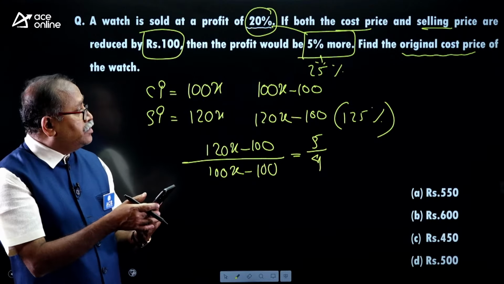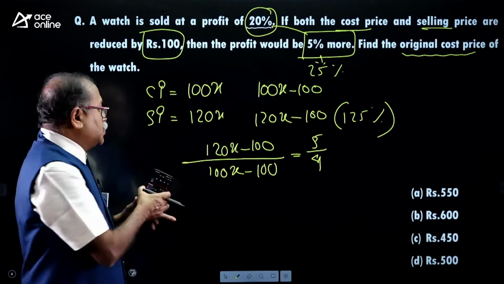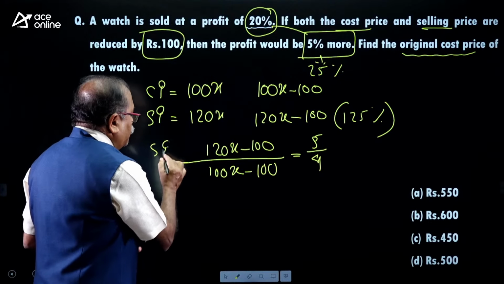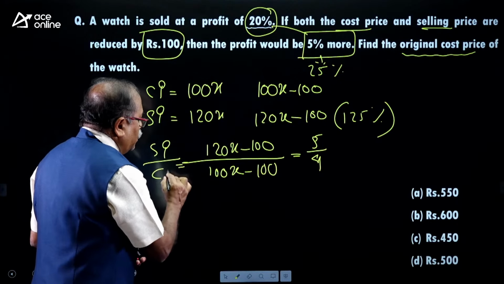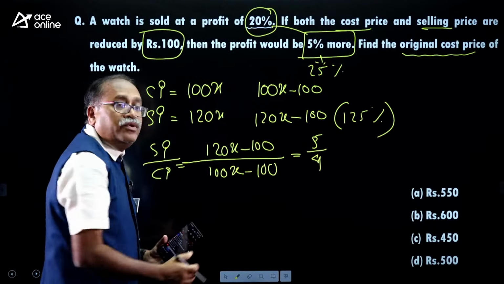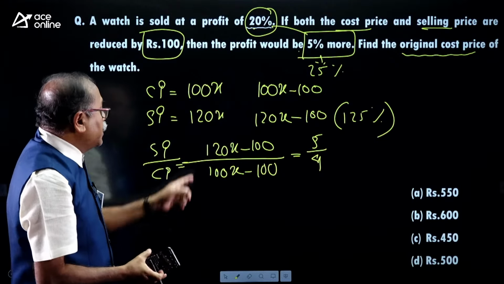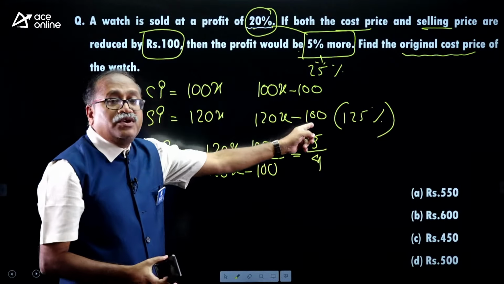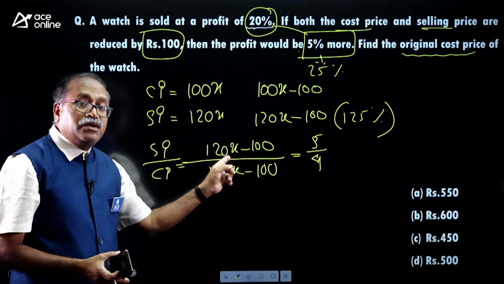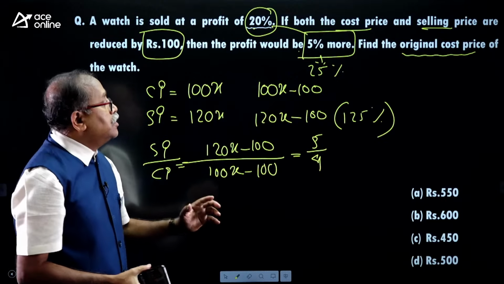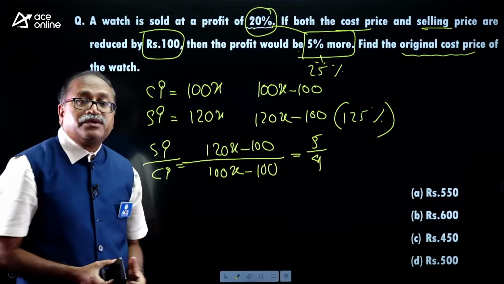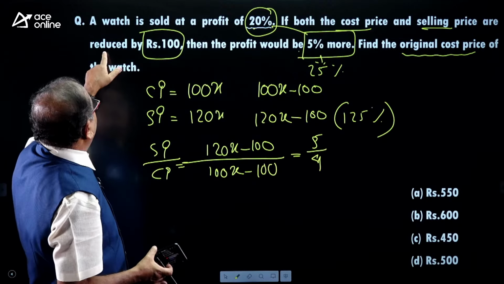Anyone, my dear friend? So SP by CP is equal to 5 by 4, because there is a profit of 20 plus 5, 25%. And what is my SP? The SP is 120x minus 100. And what is my CP? 100x minus 100. Is it increased or reduced?